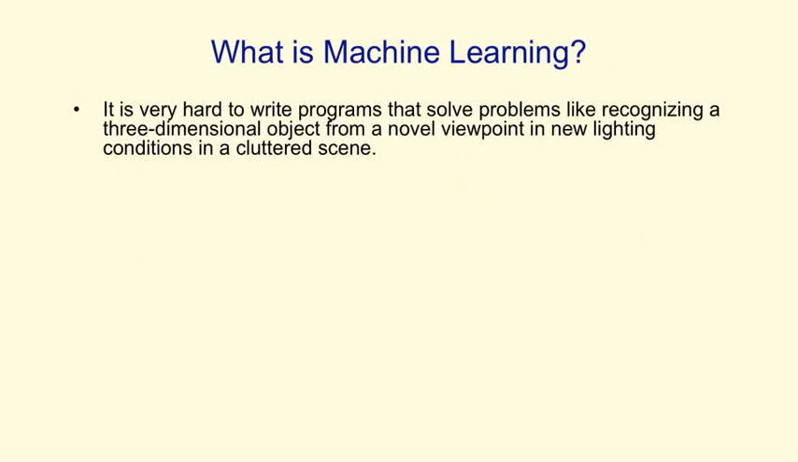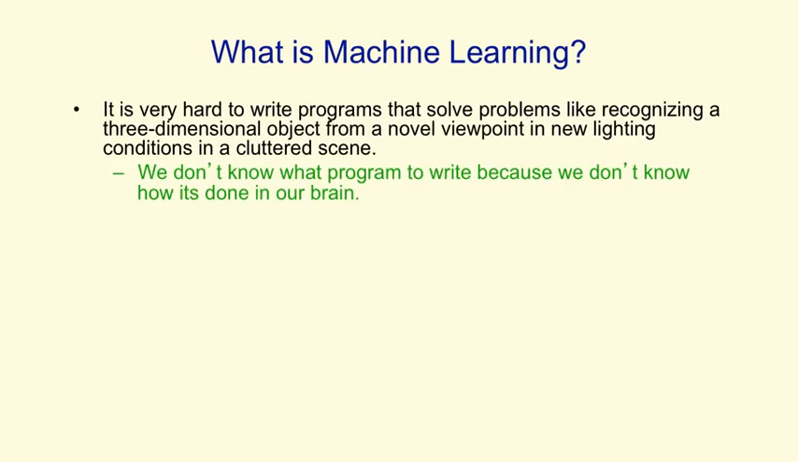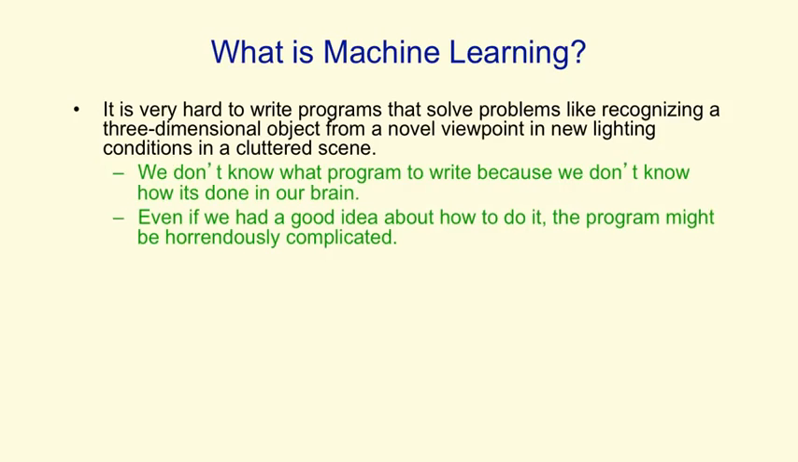to write the programs. Recognizing a three-dimensional object, for example, when it's from a novel viewpoint in new lighting conditions in a cluttered scene, is very hard to do. We don't know what program to write because we don't know how it's done in our brain. And even if we did know what program to write, it might be that it was a horrendously complicated program.